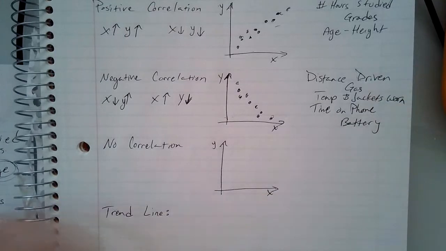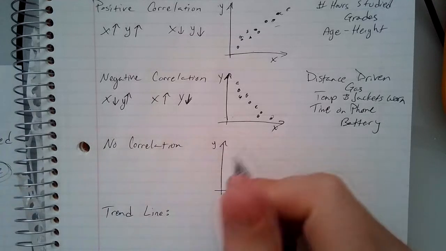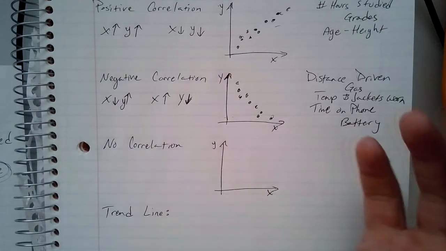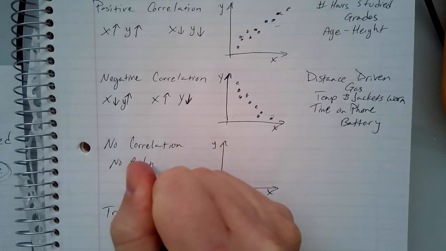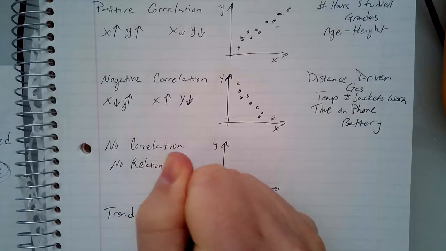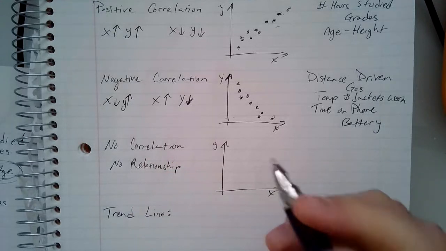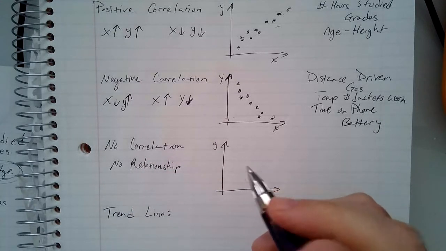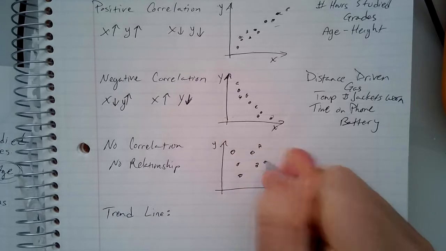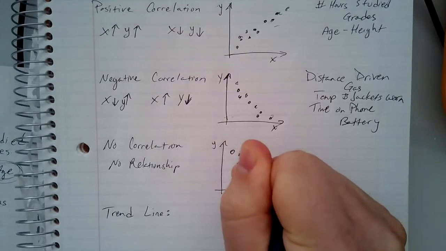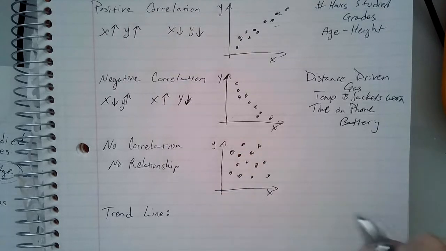Okay. And then we have things that are something called no correlation. No correlation is there's no relationship whatsoever, right? No relationship. So it doesn't follow a trend line or a slope or anything. It's just a bunch of random points. It's like flies in a kitchen or something like that.